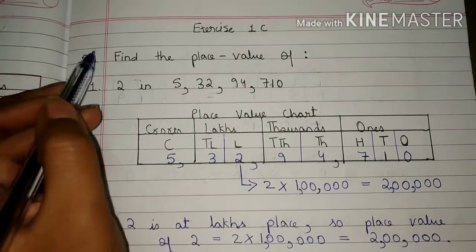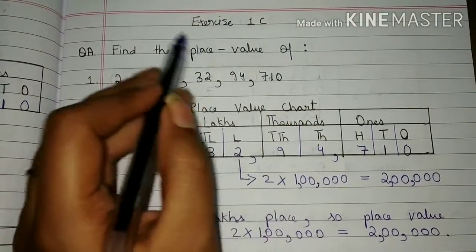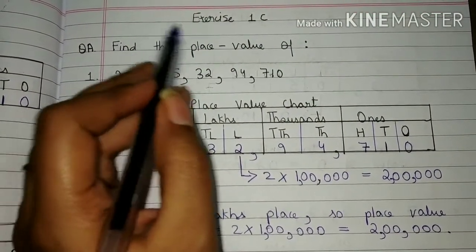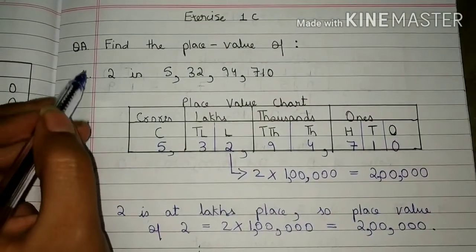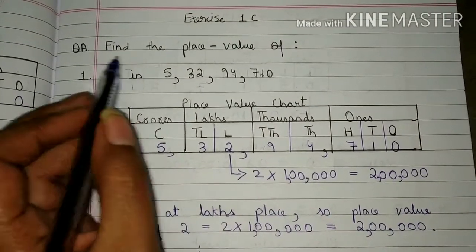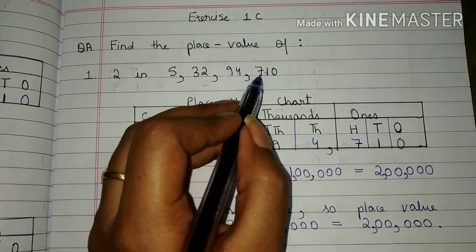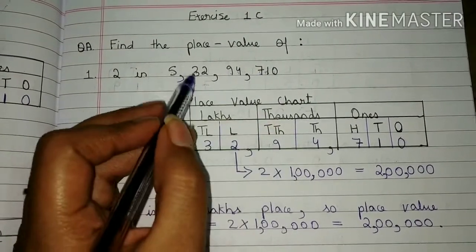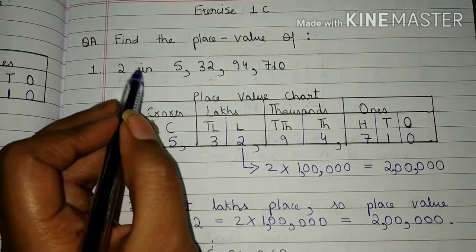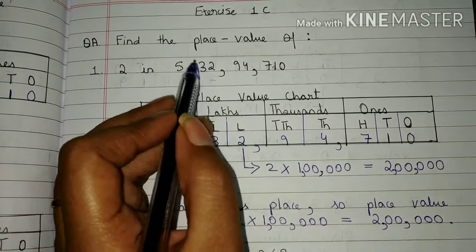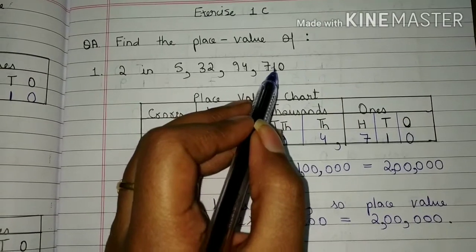Students, here is question A. Find the place value of. Students, in this question, you have to find the place value of the given numbers. Now come to first question. 2 in 5 crore 32 lakh 94,710. Students, in this question, you have to find the place value of 2 in 5 crore 32 lakh 94,710. So how will you find?